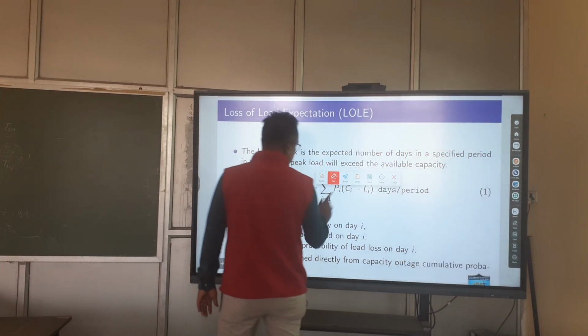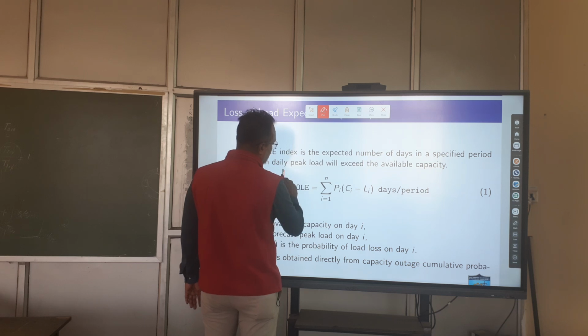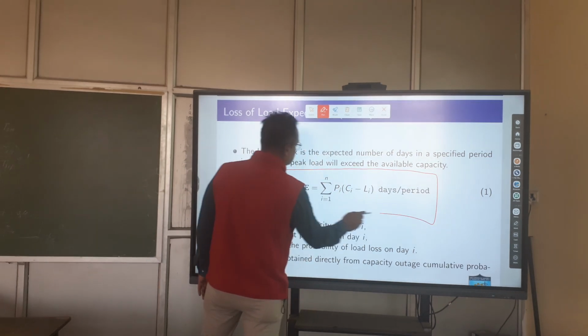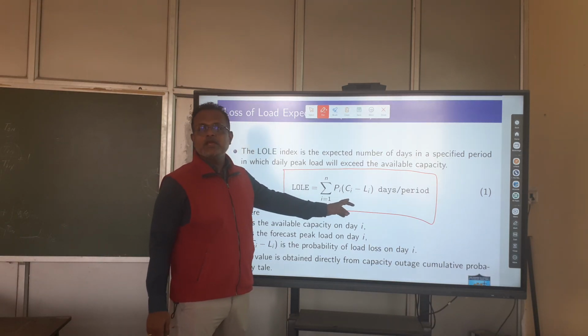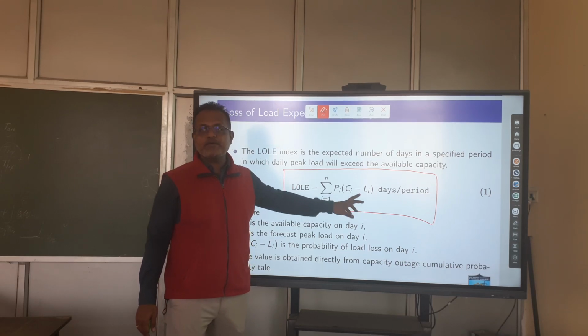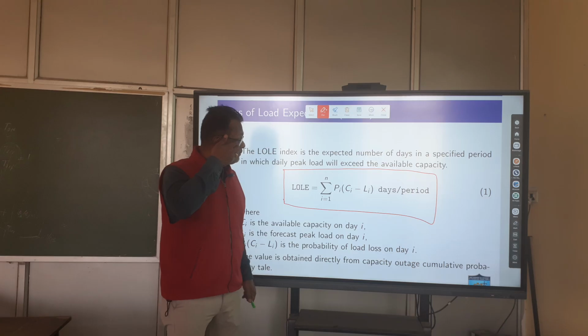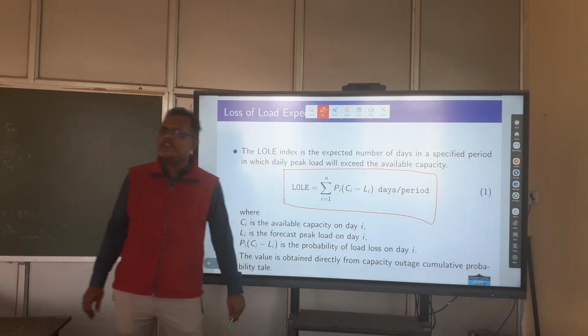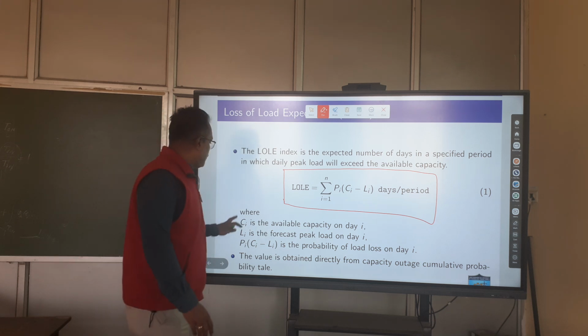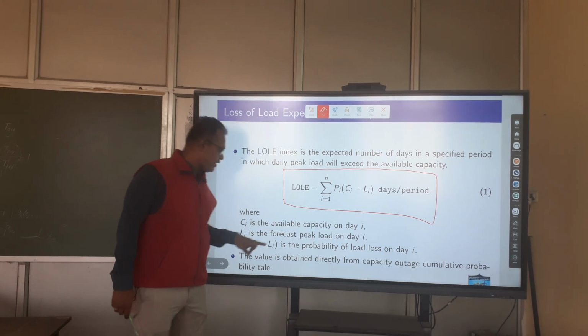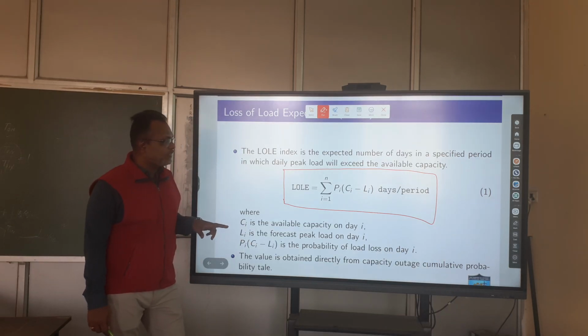So what is the formula for loss of load expectation? LOLE is given by the probability of capacity being less than the load. The unit is days per year or days per month, depending on the requirement. So these many days per year, the loss of load occurs. As you know, for a very good power system, it should be 0.01, 0.05 like that. Here Ci is the available capacity on day i, Li is the forecasted peak load on that day.